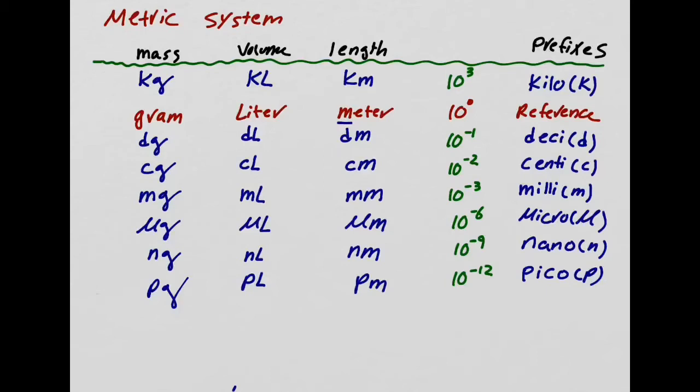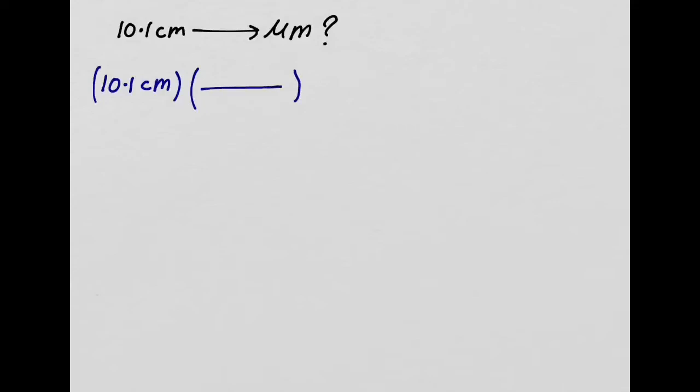So far so good? Okay, now let's do a practice problem to see how you would use this table. Here's our first practice problem. Let's say I have 10.1 centimeter. I want to convert it to micrometers. Let's do this together. I taught you this last time. I said write down what's given to you. 10.1 centimeter is what's given to you. Write it down. Now, I don't want centimeter.